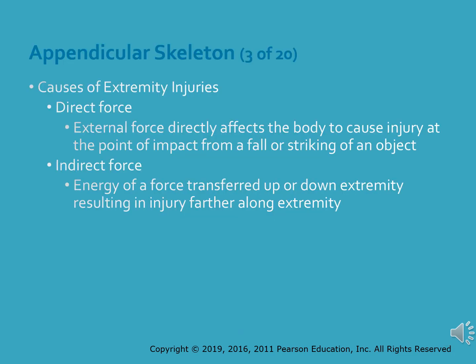Causes of extremity injuries can be direct force or indirect force. With the direct force, there can be external force that directly affects the body to cause injury at the point of impact from a fall or striking of an object, whereas indirect force is the energy of a force that's transferred up or down the extremity, resulting in injury farther along the extremity.